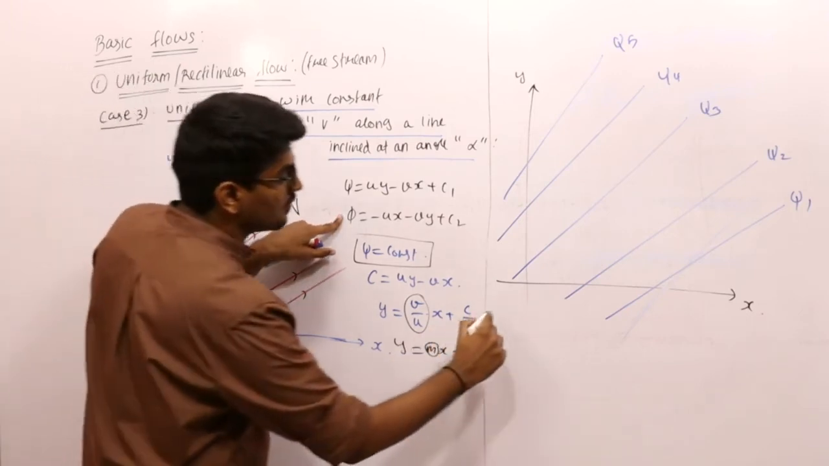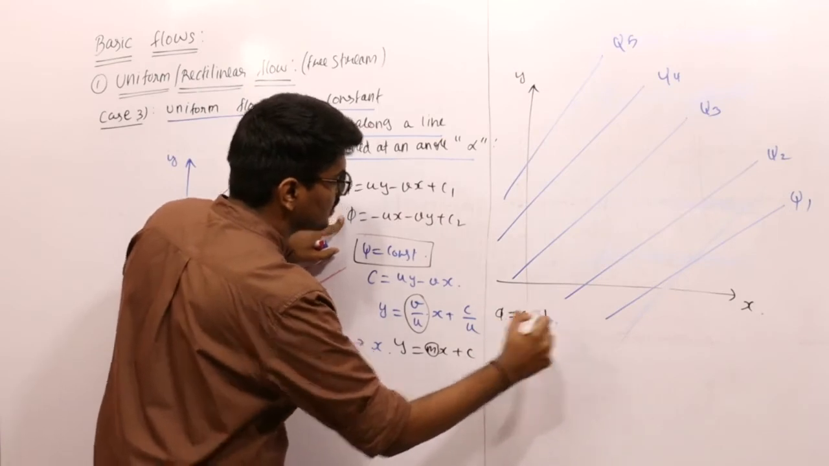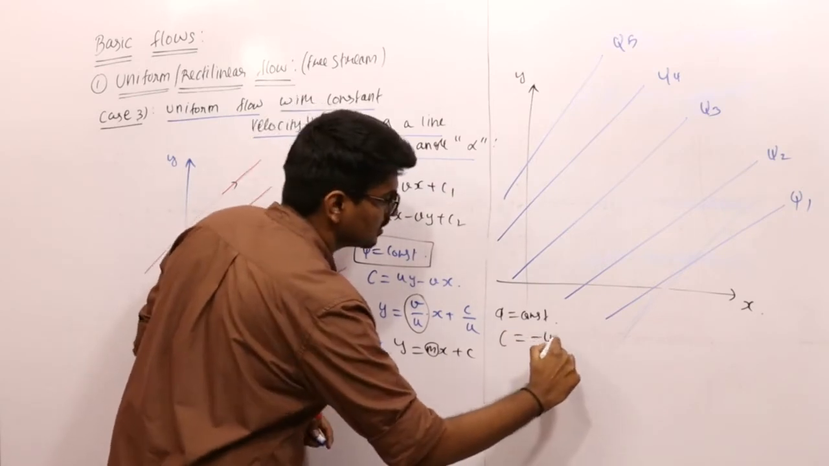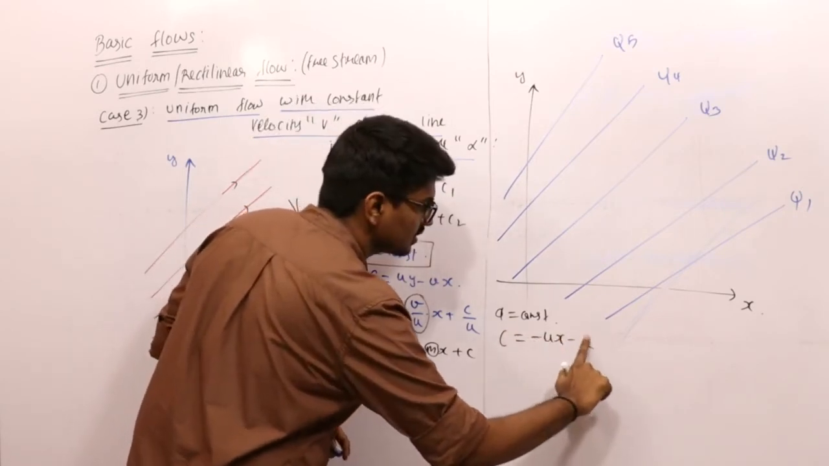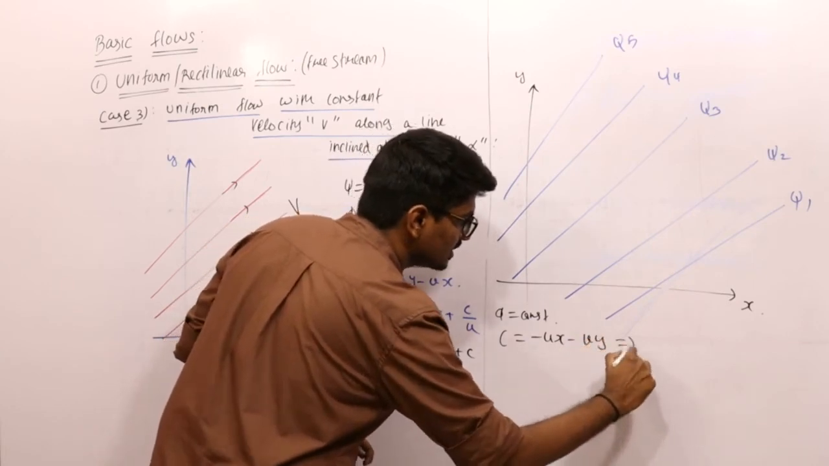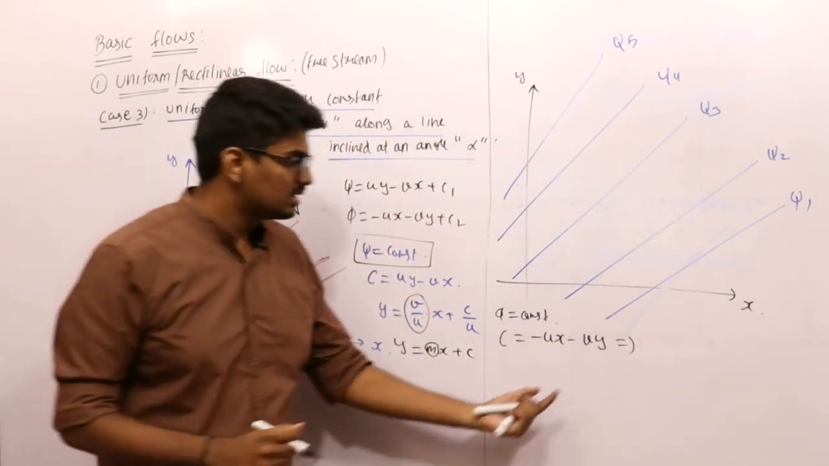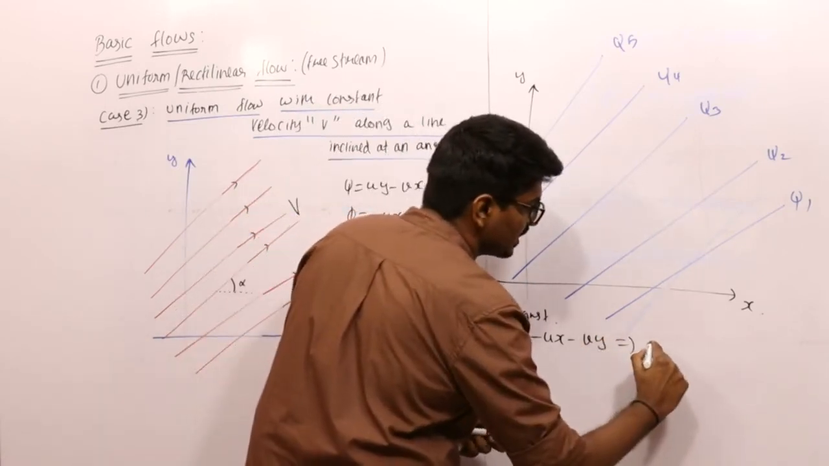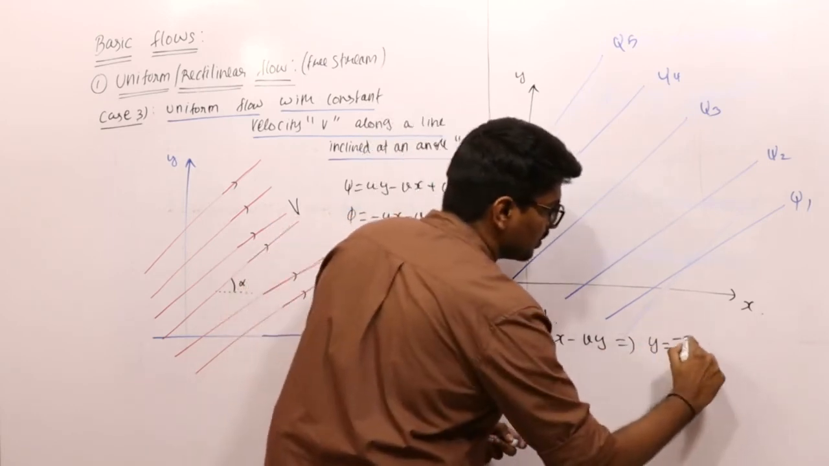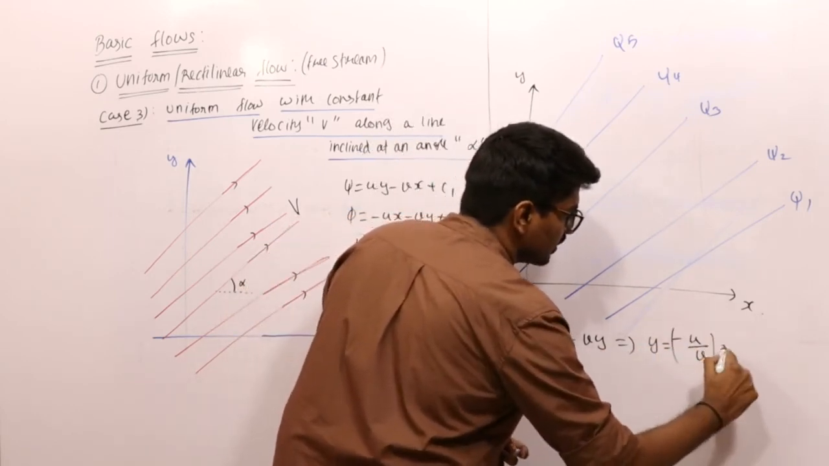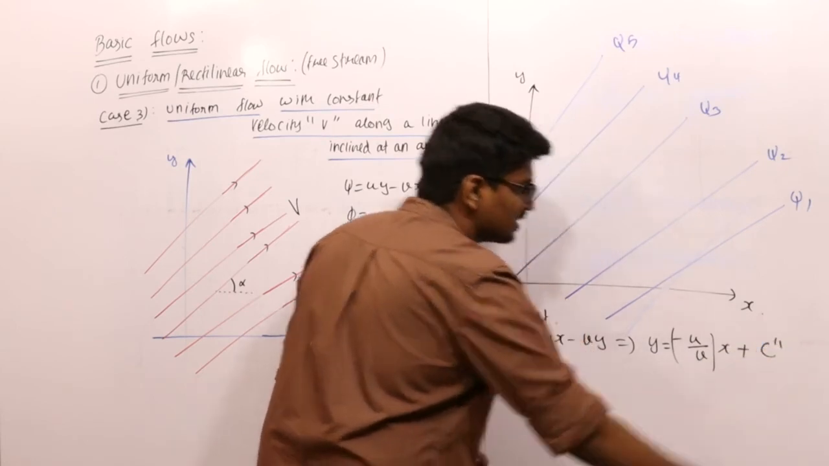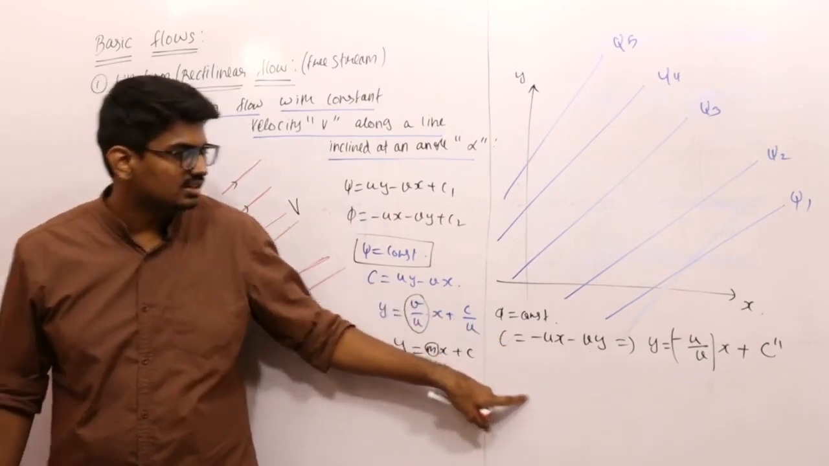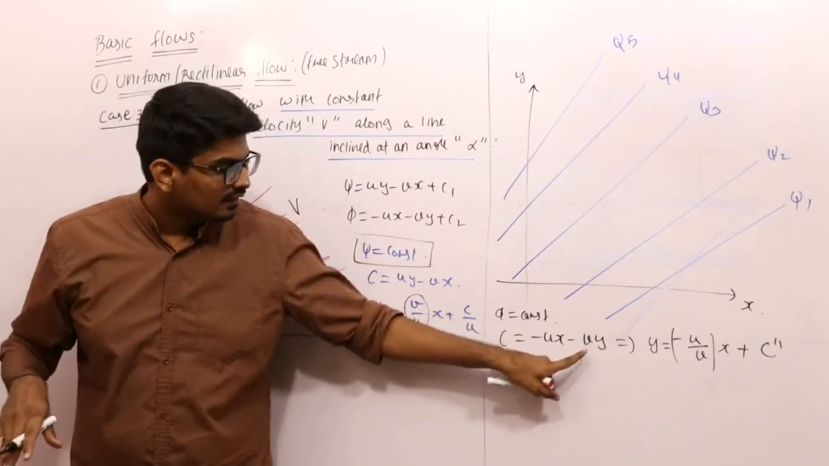If phi is constant, c2 is already constant, so I will get something like some constant is equal to minus ux minus vy, which implies I will get y is equal to minus u by v into x, some other constant, we will keep it as c double dash. Simply I am bringing this minus vy this side and some other constant this side, and I am dividing with v on both sides.